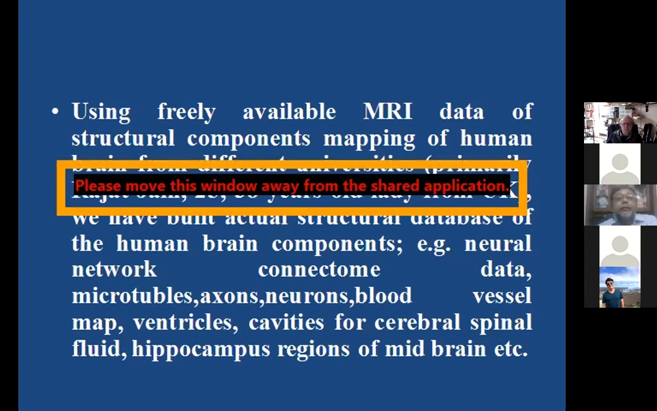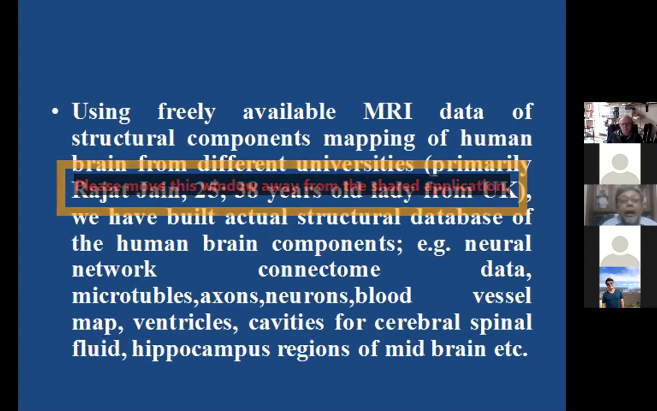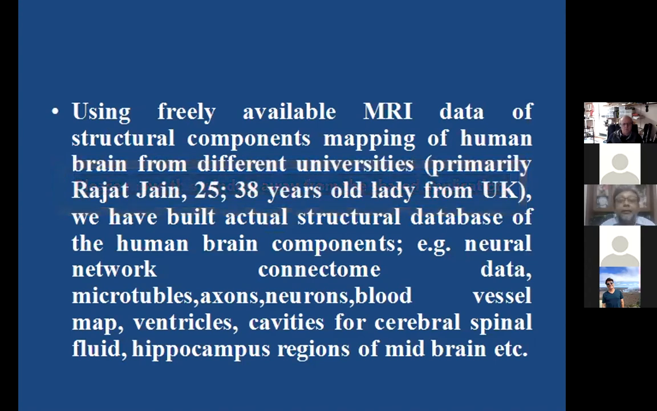Using freely available MRI data of structural components of the human brain, we took the data from Roger Join, the freely available data. We built this structure, and we showed the actual structural database of the human brain components, for example the neural network and all these. So these we had done.